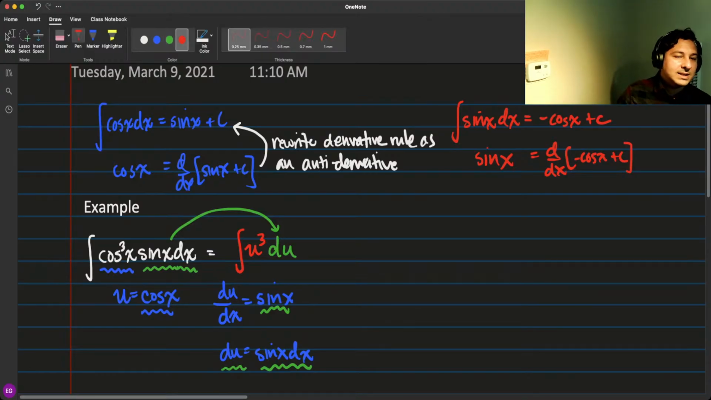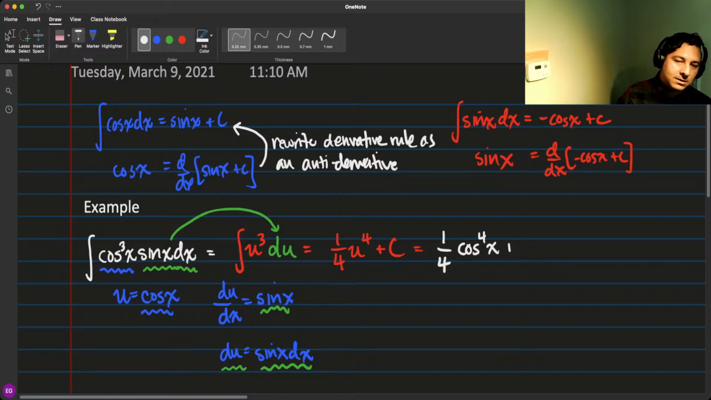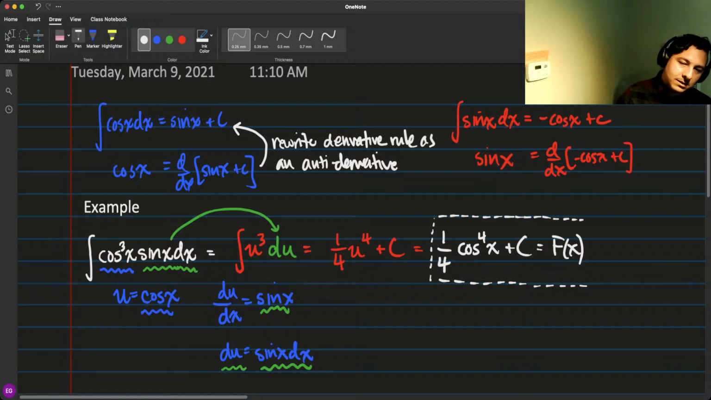Then you look at this and think, oh, this is not that bad. I know how to integrate u cubed. That's going to be 1/4 u to the 4th plus c. Then I can substitute back in what my u is equal to. My u is cosine, so my antiderivative is 1/4 cosine to the 4th x plus c. So yeah, I have my antiderivative. Boom. Not bad.